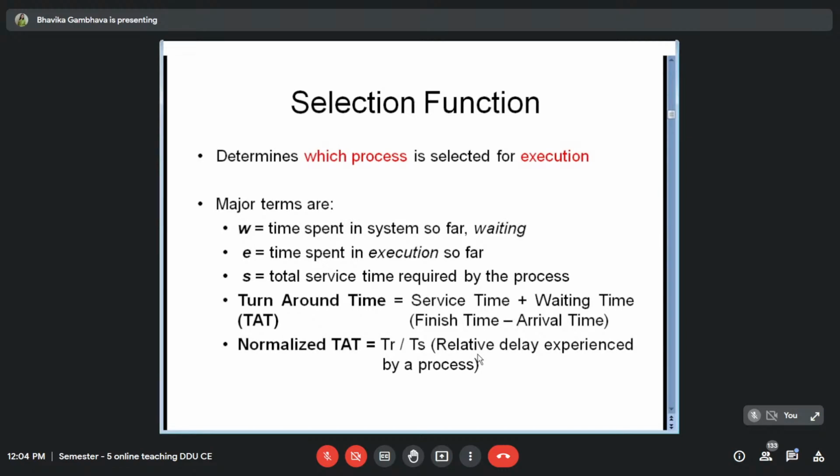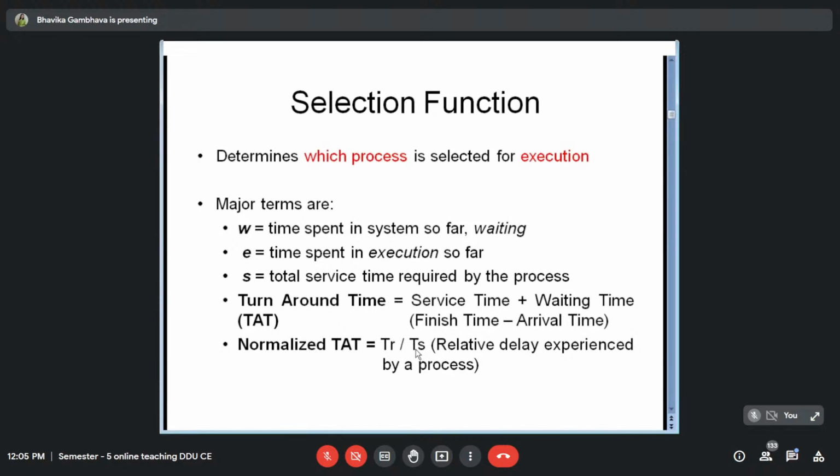Because let us say, if your doubt is consuming half an hour, you are coming to ask me for a doubt and that is going to take half an hour. So if I make you wait for 5 minutes, then your turnaround time is 35 minutes. 5 minutes in the waiting and 30 minutes for solving your doubt. So turnaround time is 35 minutes. But what is the relative delay experienced by you? That would be 35 divided by 30.